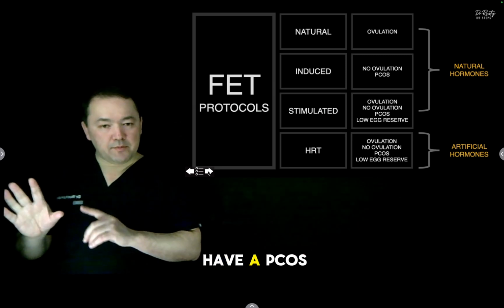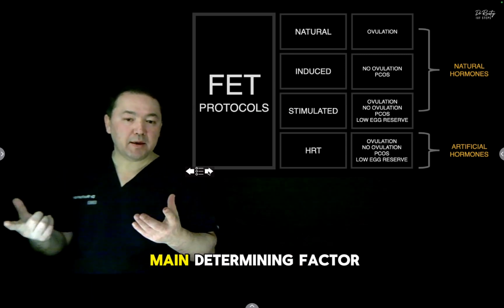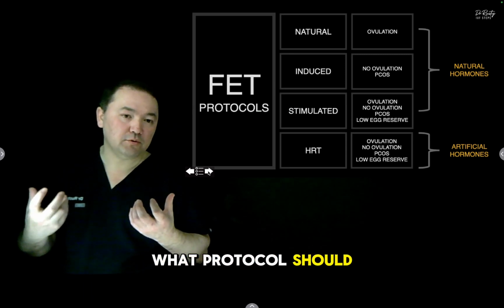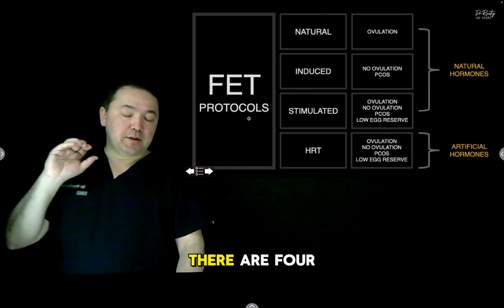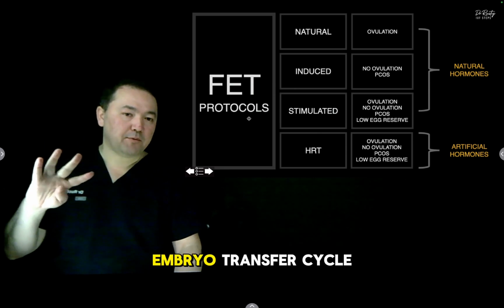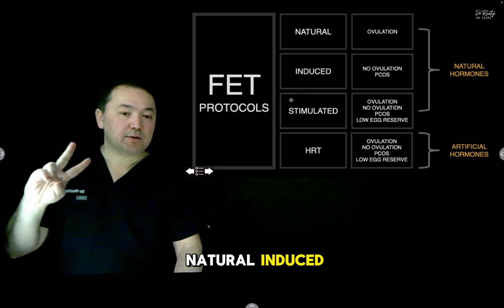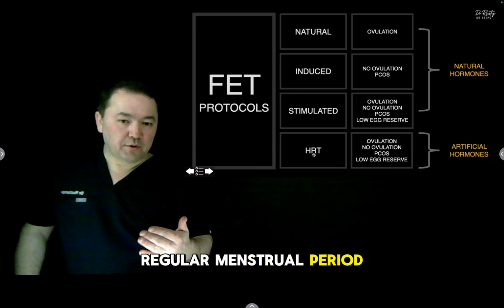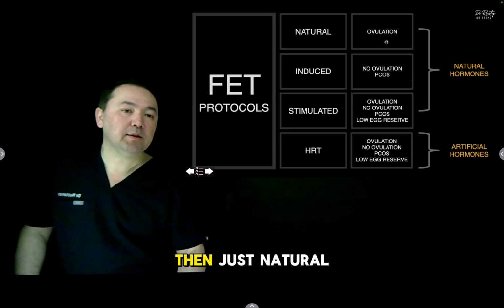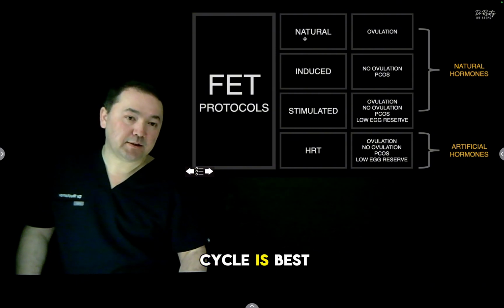Essentially, whether you have PCOS or not is by far the main determining factor of what protocol should be used in your frozen embryo transfer cycle. There are 4 different types of frozen embryo transfer cycle: natural, induced, stimulated, and HRT. If you have a regular menstrual period, if you ovulate naturally, then just natural cycle is best.